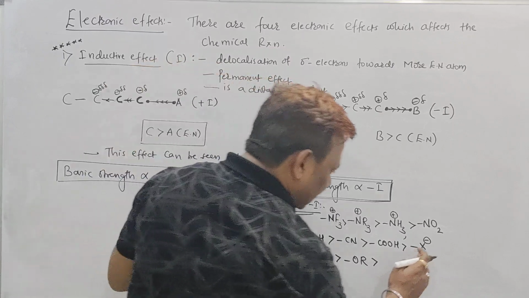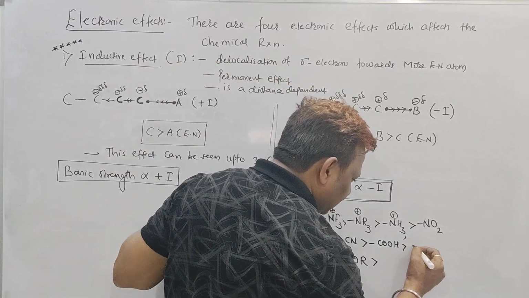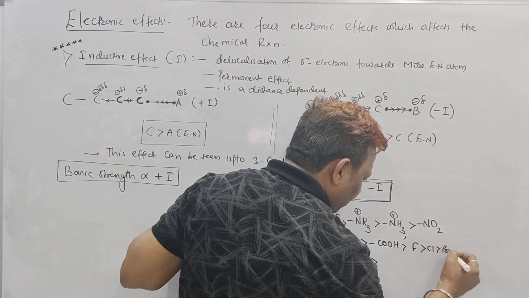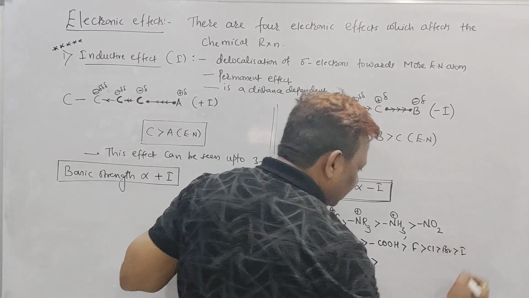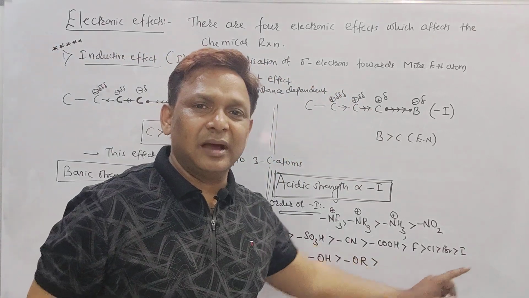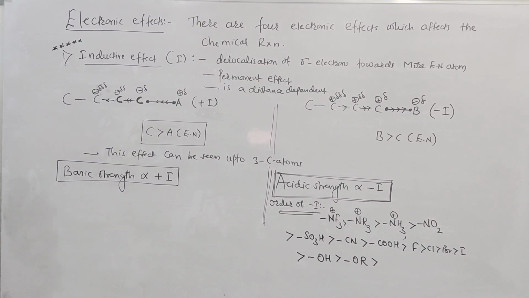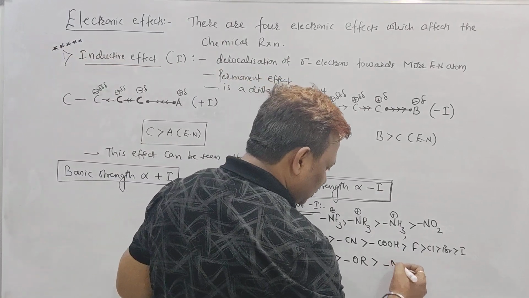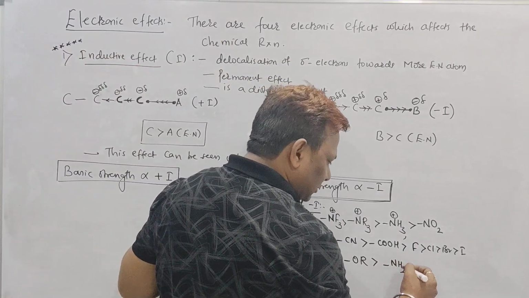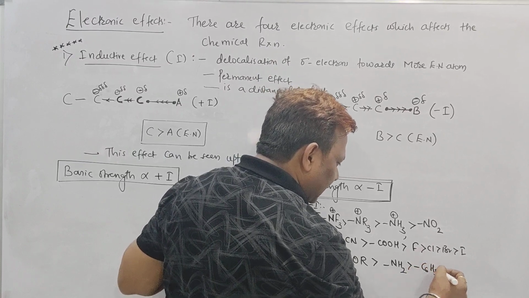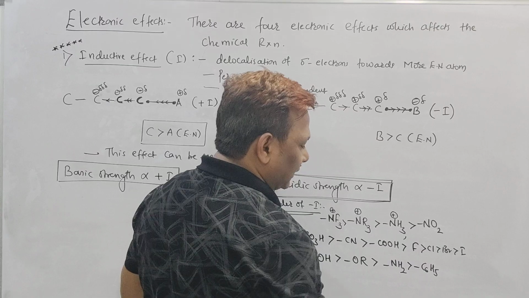In halides, if you want to see, we can say fluoro, chloro, bromo, iodo. Fluorine will have a more minus I than chloro, than Br, than I. Then OH, then OR, alcohol, alkoxy. Then NH2. Actually it is approximately equal to phenyl, but in some books it is written that NH2 will have more minus I than phenyl.